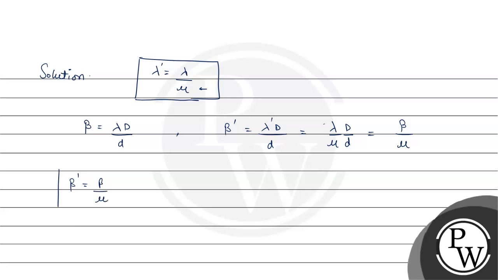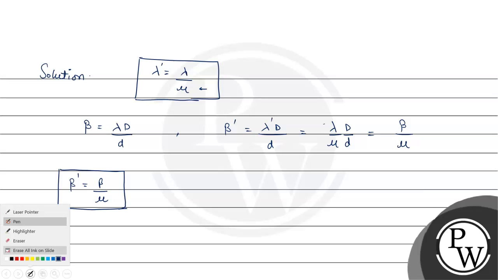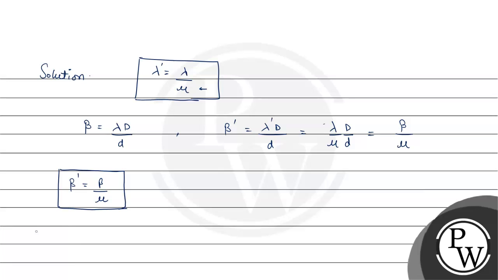So this shows that the fringe width of the pattern decreases whenever we put the apparatus into a denser medium. So this is the final answer, that we observe a change in the fringe width.